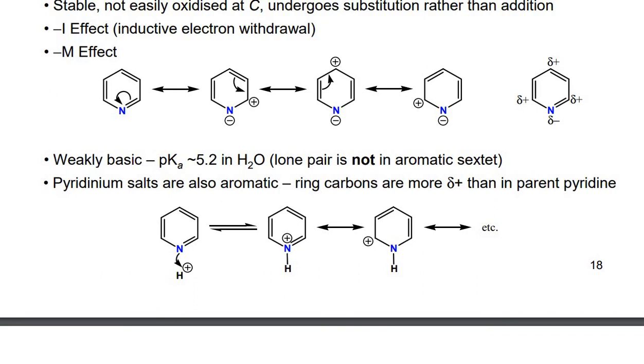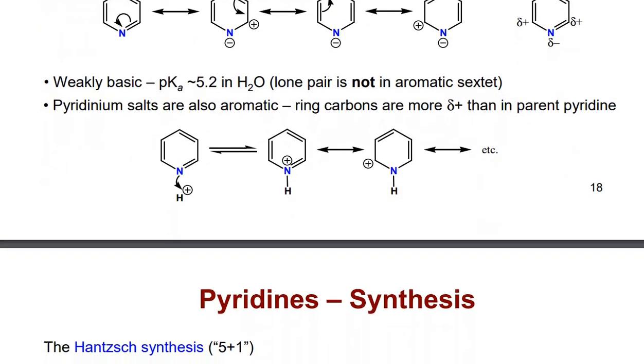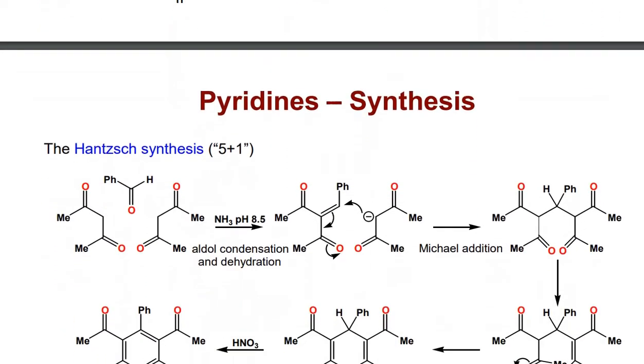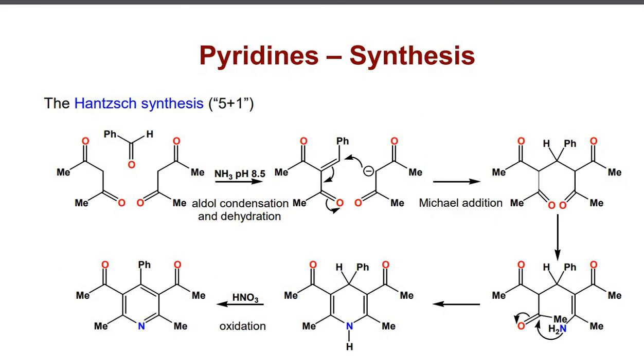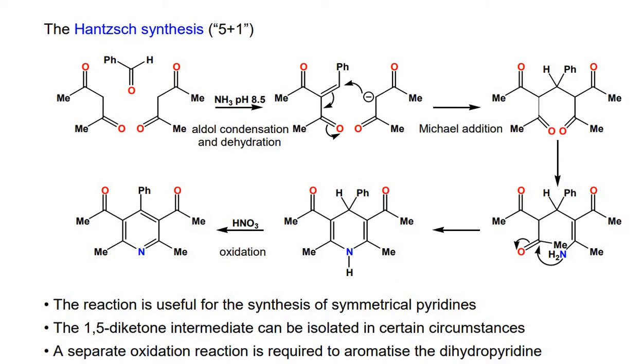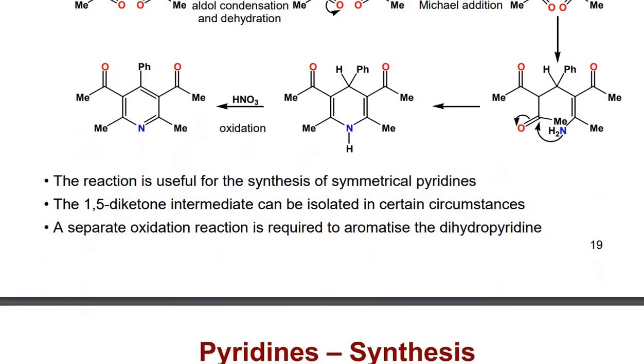Pyridinium salts are also aromatic. Ring carbons are more delta positive than in the parent pyridine. Look at here. Now pyridine synthesis, Hantzsch synthesis, 5+1 strategy. Look at here: the four carbons and one nitrogen come from different sources. The reaction is useful for the synthesis of symmetrical pyridines.